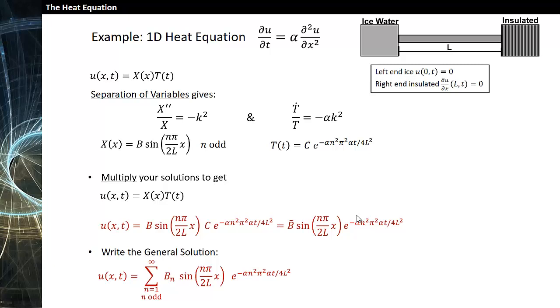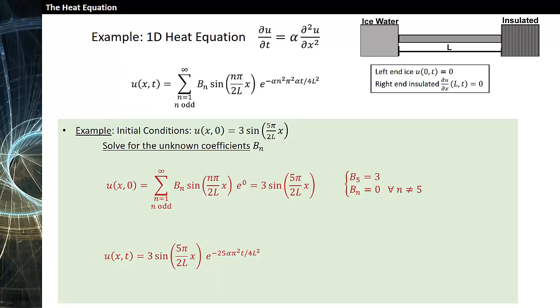So we have now solved for the general solution to the 1D heat equation using separation of variables with these new sets of boundary conditions. It doesn't look all that different from what we had with both ends immersed in ice water, except now we have odd n's that we're using instead of all n's.